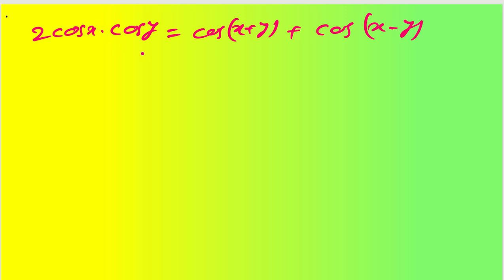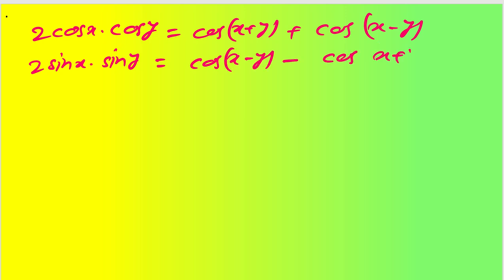Similar to that, if you want to find 2 times sin x into sin y, it will become, see, cos of x minus y was positive, so we will take that one first. Cos of x minus y minus cos of x plus y. So here is the only change that you will see. Cos of x minus y will be first and then minus cos of x plus y.